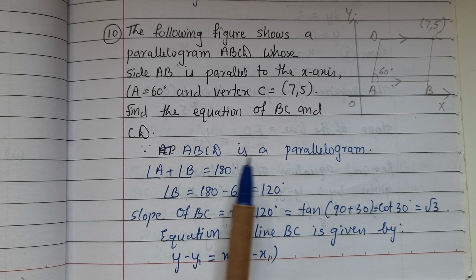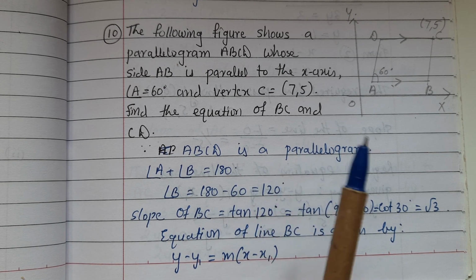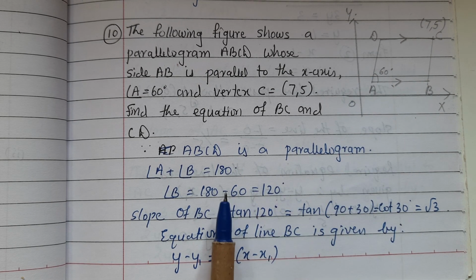Since ABCD is a parallelogram, angle A plus angle B equal to 180 degree. Angle B equal to 180 minus 60, 120 degree. Slope of BC equal to tan 120 equal to tan (90 + 30) equal to cot 30 equal to root 3. Equation of line BC is given by y - y1 equal to m into (x - x1).